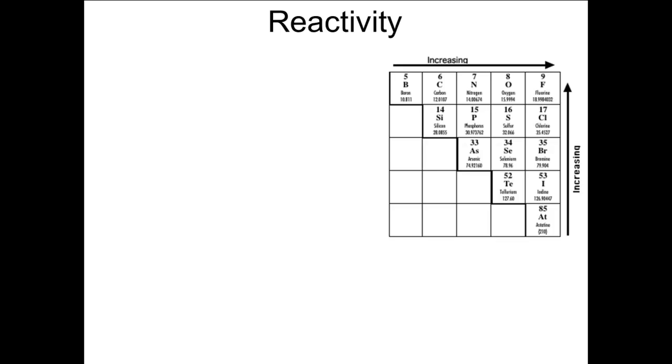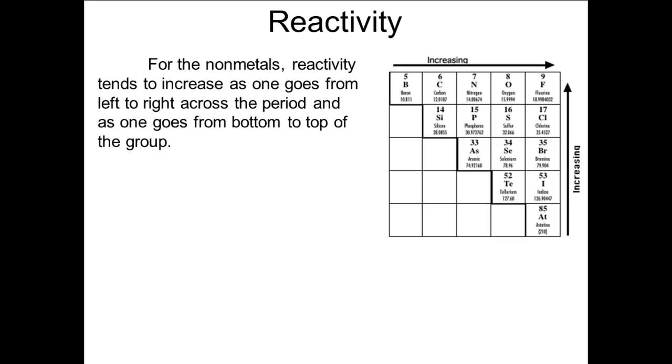The second property is reactivity. This property is split in the periodic table and has different patterns for metals than for nonmetals. For nonmetals, with the exception of the noble gases, the reactivity increases going up a group and going towards the right. How do we explain this trend?